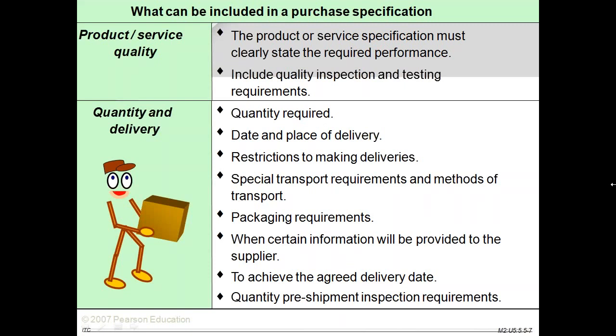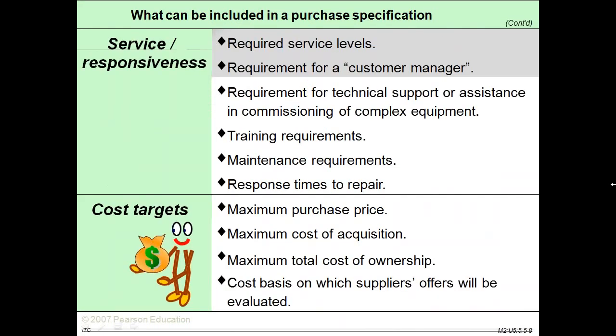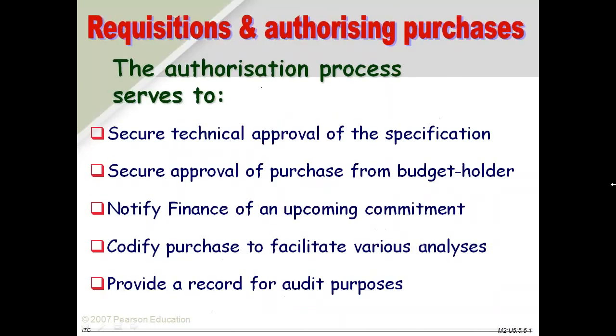What can we include in the purchase spec? Certainly you will include quality and deliveries. The items there are basically the same as what we talked about just now. Quality has to be spelled out, delivery has to be spelled out, and responsiveness: what service level you need, requirements of a customer manager, an accounts manager from them who will be dealing with you, training requirements, maintenance requirements, response time to repairs, cost targets, maximum purchase price, maximum cost of acquisition, maximum total cost of ownership. So that's the way we look at it.